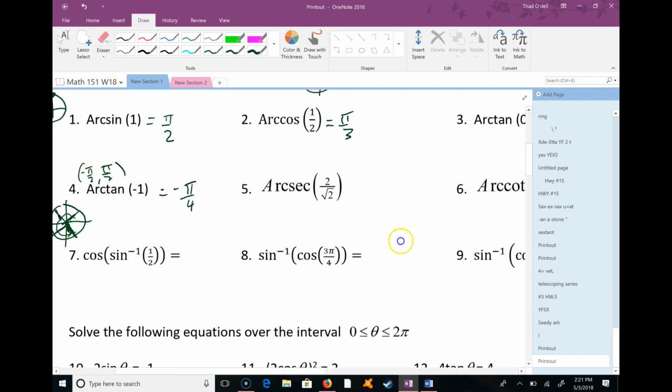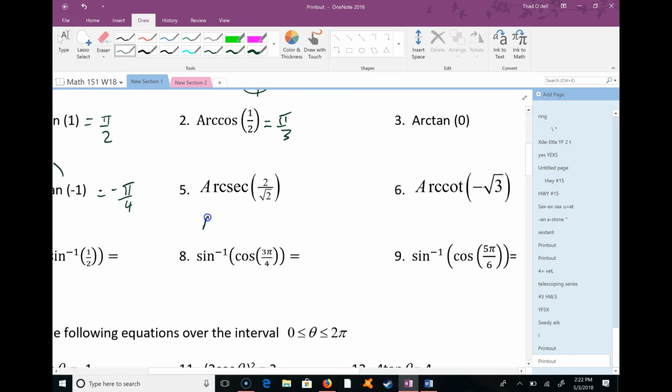Okay. And when I get to arc secant, I automatically think of arc cosine, and I just flip this over. Same thing, because secant and cosine are the reciprocal of each other. So then I'm asking myself, when is cosine equal to rad 2 over 2? Well, that's the pi over 4 reference angle. And since it's positive, I'm looking for the answer in the first quadrant, so that would be pi over 4.